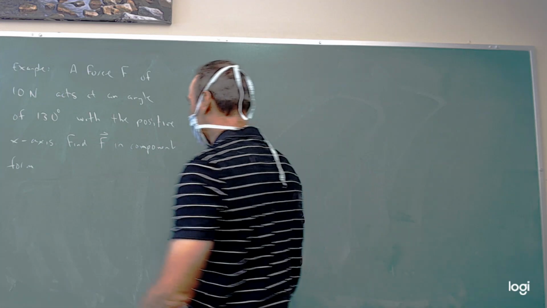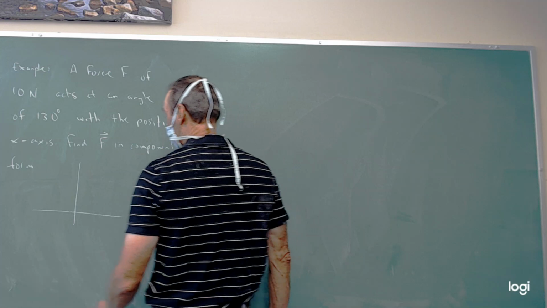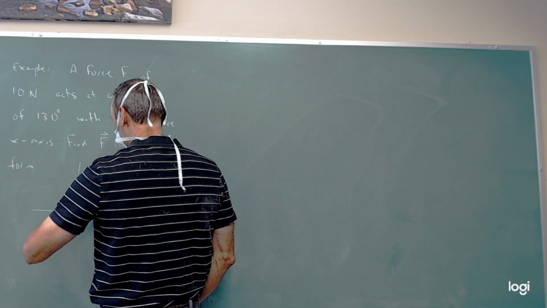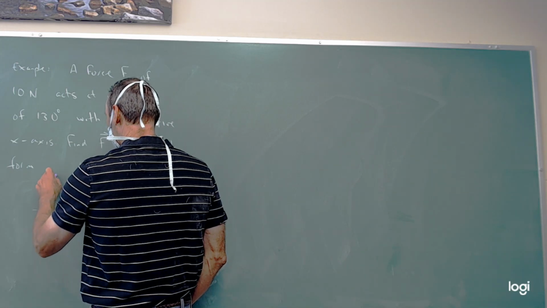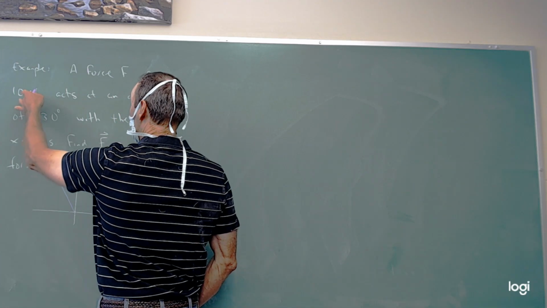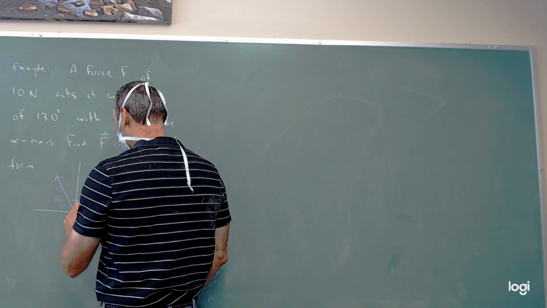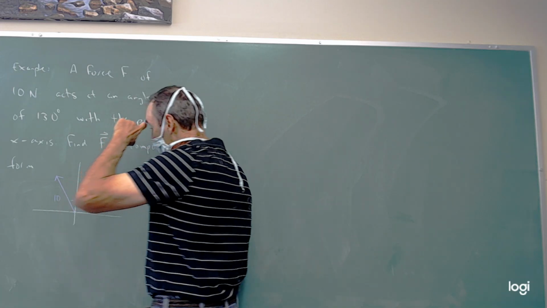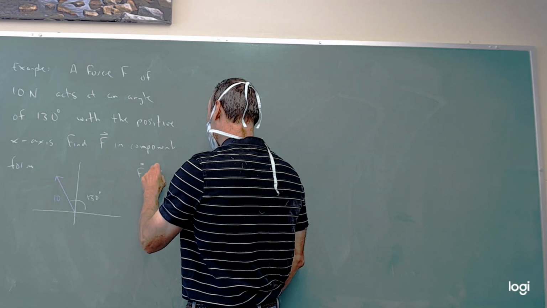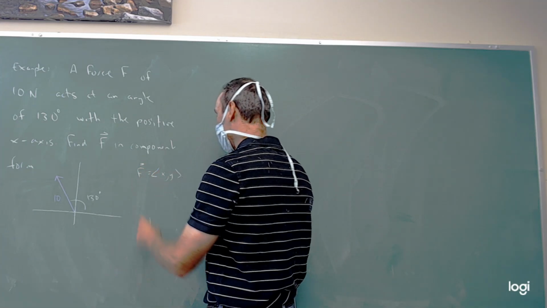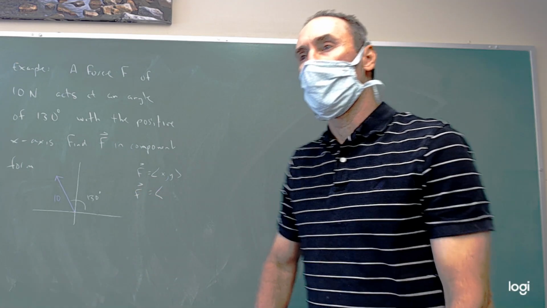I'll draw a picture. I don't know if that helps or not. Here's our XY axis. We're going to go 130 degrees, 90, so here is our vector. And its magnitude is 10. This is 130 degrees. And we want to write that force in component form. How do we do that?